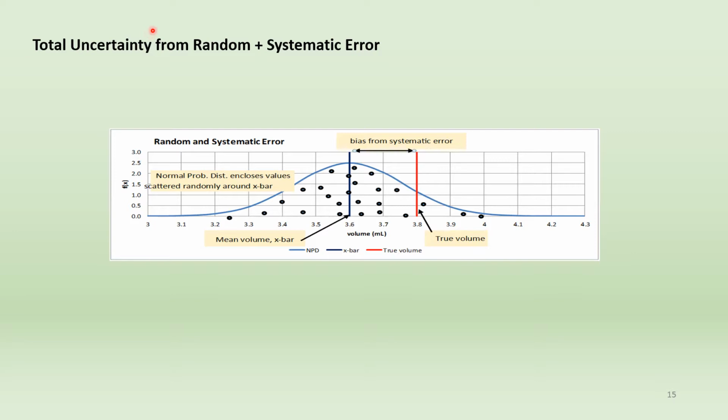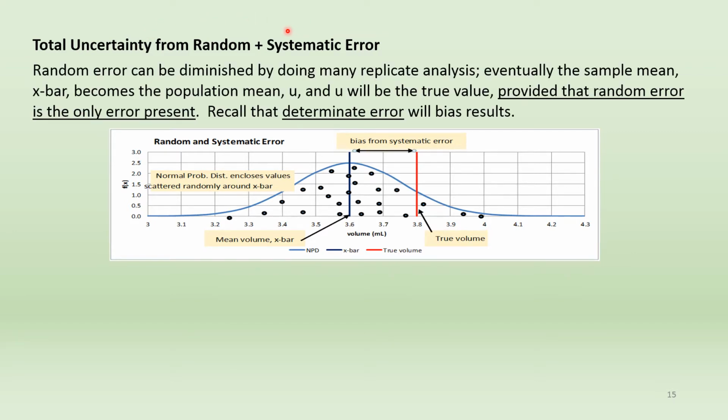Total uncertainty from random and systematic error. Now we learned that random error can be diminished by doing many replicate analyses, and that eventually the sample mean, x bar, becomes the population mean, mu. And mu will be the true value, now hear me here, it'll be the true value provided that random error is the only error present, whereas determinate or systematic error will bias or shift the results.